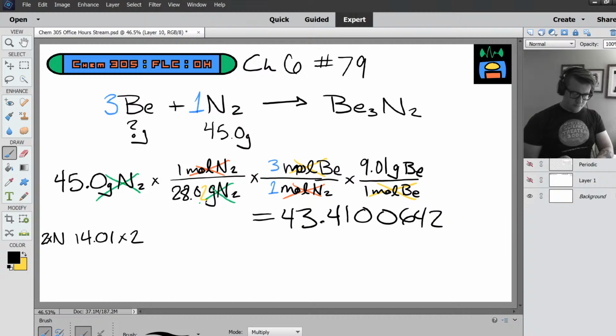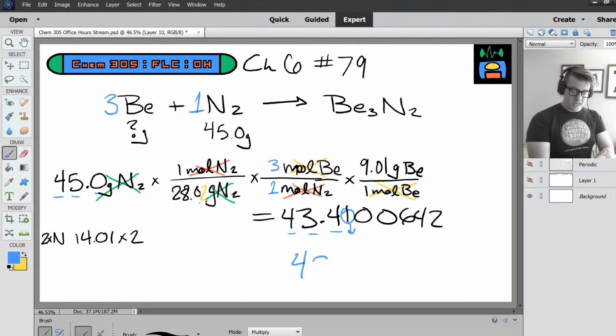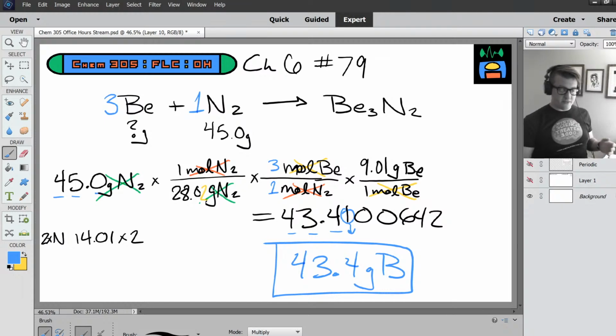But I can only keep 3 significant digits. So I count them off, 1 will round down. So my final answer will be 43, we need 43.4 grams of beryllium to react with 45.0 grams of nitrogen. All right, and that is chapter 6, number 75.